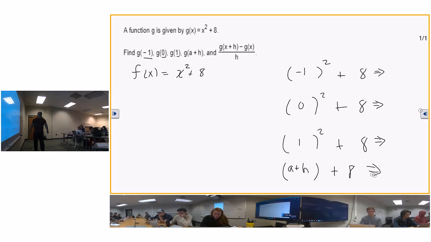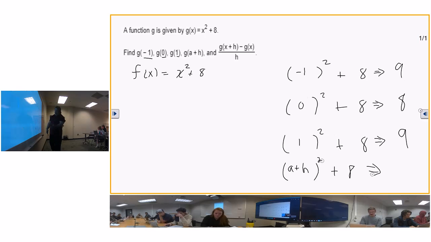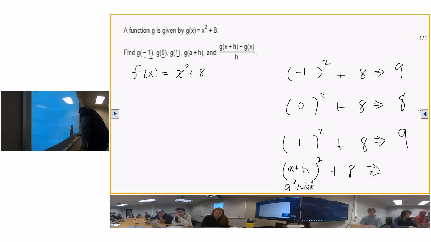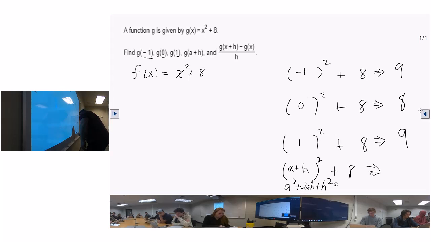Negative 1 squared is what? 1 plus a squared? 0 plus a squared? 1 plus a squared? Okay, that's shortcut number 1, which would be a squared plus 2ah plus h squared plus a.